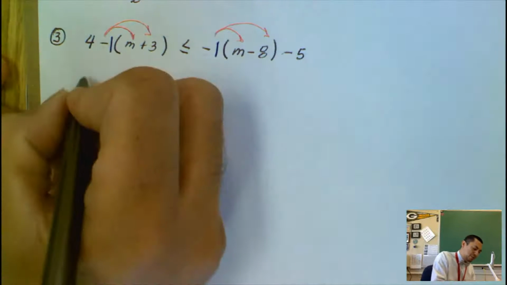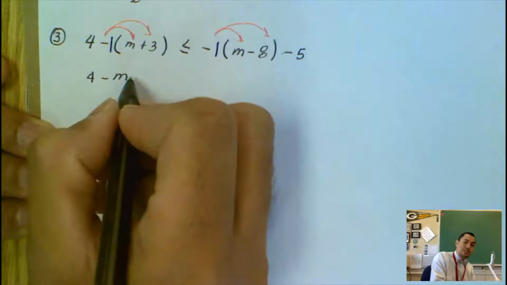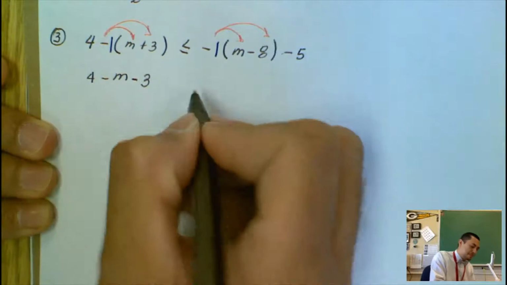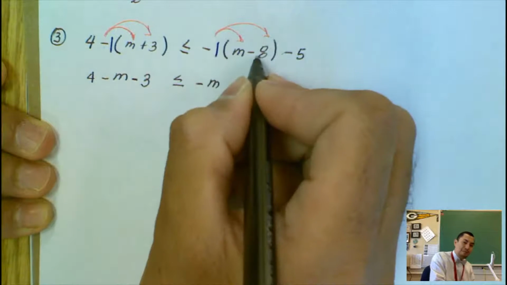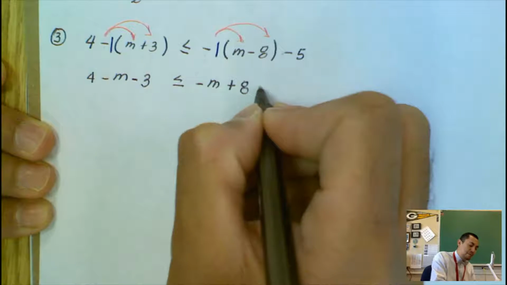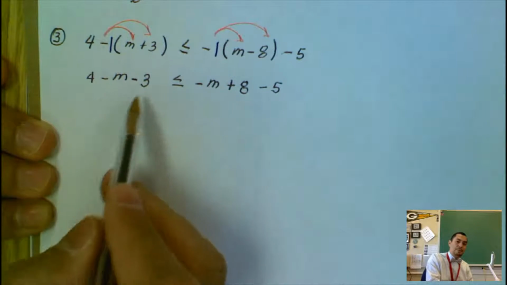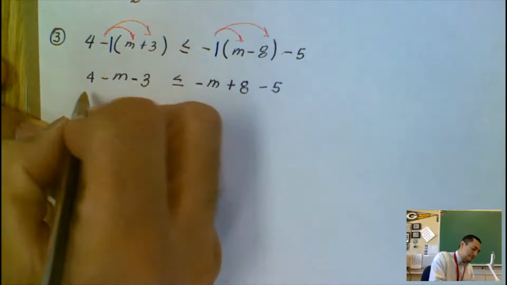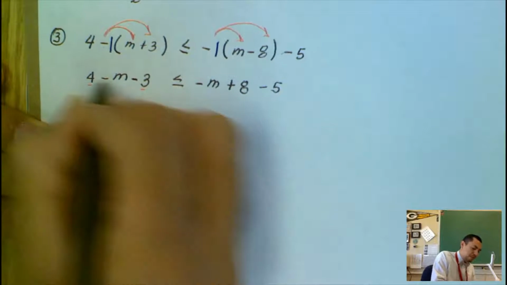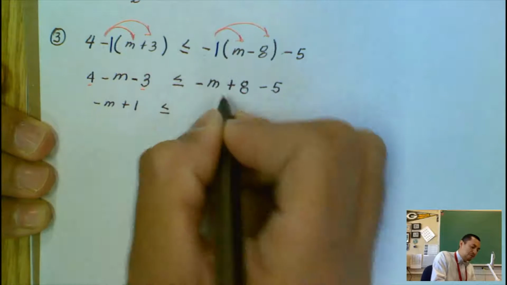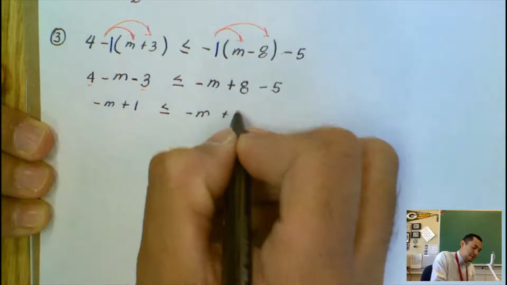So let's do it. So 4, -1 times m is -m, -1 times 3 is -3, less than or equal to -1 times m is -m, negative 1 times negative 8 is positive 8, minus 5. Okay, now let's clean up a little bit. That means simplify the like terms, 4 and negative 3. So I'm going to put negative m. 4 minus 3 is 1, less than or equal to negative m. 8 minus 5 is equal to positive 3.